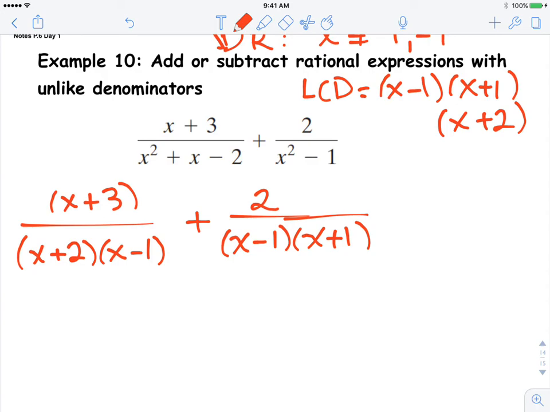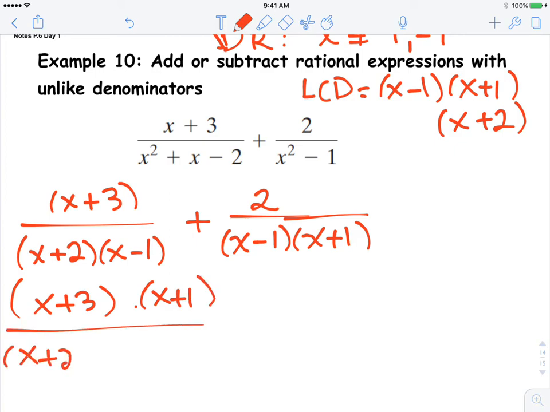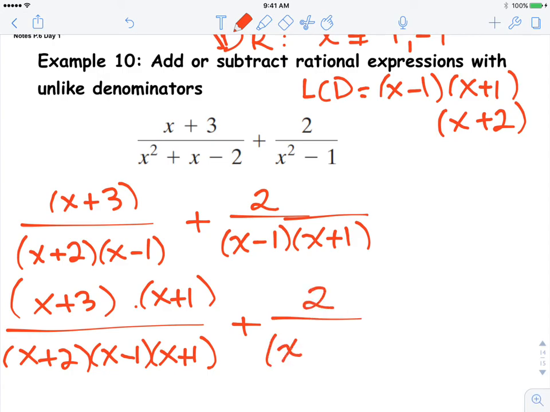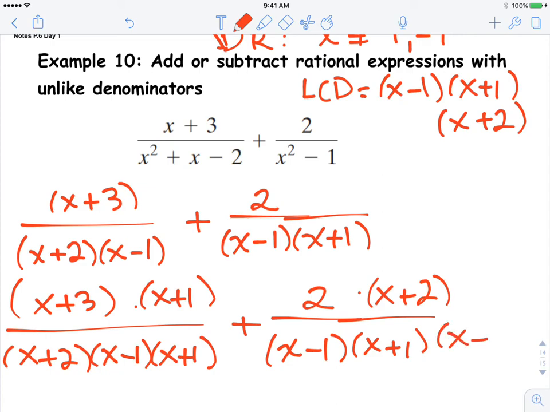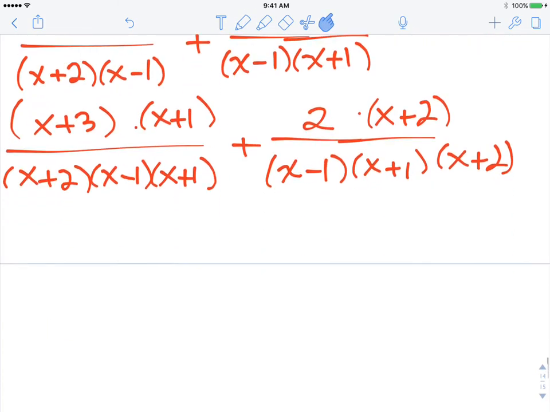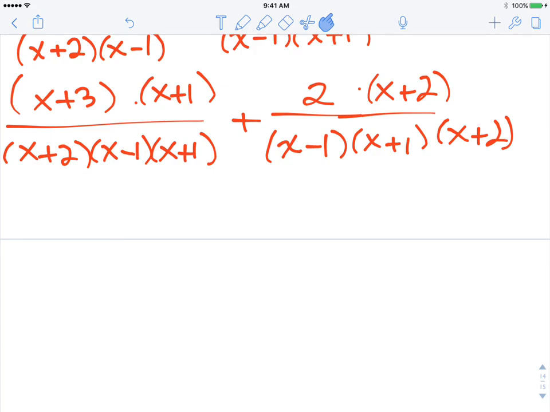So the first fraction is missing the x plus 1. So I need to increase that by x plus 1 and another x plus 1. In the second fraction, what am I missing? In its denominator, I'm missing the x plus 2. So I need to multiply the numerator and the denominator by x plus 2. Now look to see. The denominators are the same, so I can go ahead and combine them into one fraction.